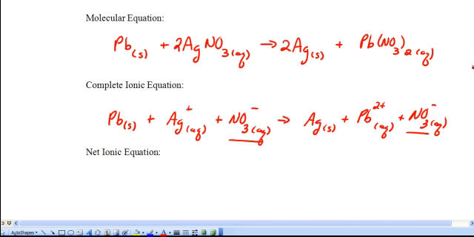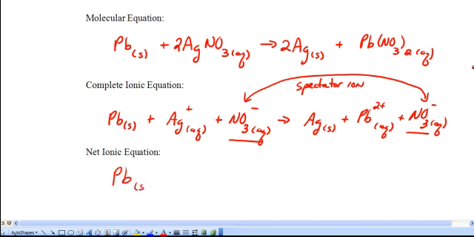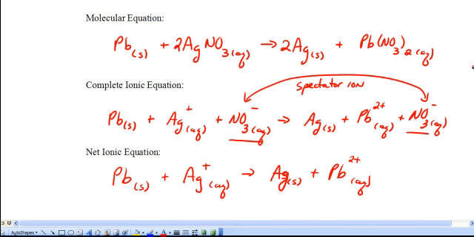The lead went from its elemental state to an ion. The silver went from an ion to its elemental state. So those two actually underwent a change, but the nitrate did not. That would be the spectator ion. And so we can remove that spectator ion from the net ionic equation. So overall what happens is you have lead reacting with silver ions to form silver, that should be Ag, plus lead ions. And that's actually what's happening in that solution.